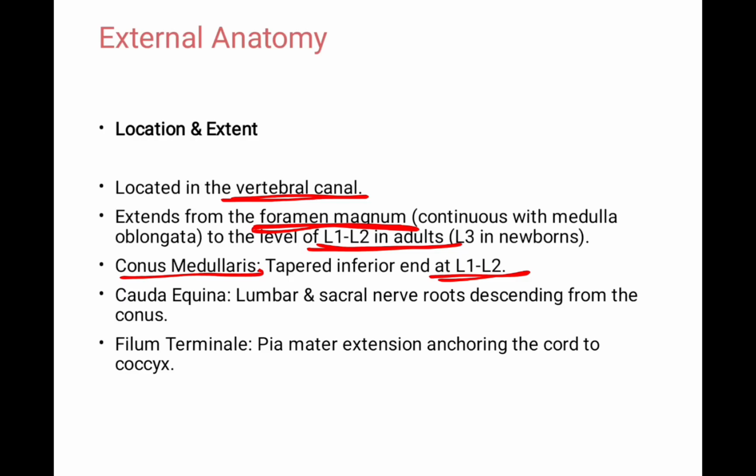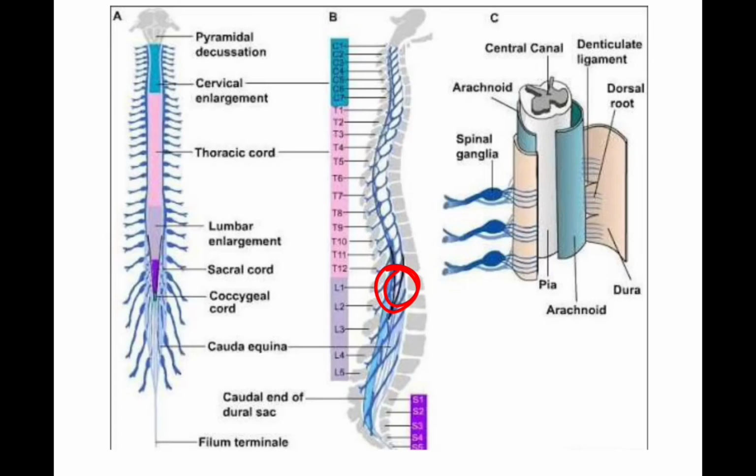We have the caudal equina, which is the lumbar and sacral nerve roots descending from the conus. We also have the filum terminale, which is a pia mater extension anchoring the cord to the coccyx. Filum terminale is a pia mater extension. Common MCQ question. So the caudal equina, we said, is the lumbar and sacral nerve roots descending from the conus. Call them the caudal equina, a collection of nerves, the tail of a horse. That's where the name caudal equina was gotten from. If you have seen the tail of a horse, that's how caudal equina looks.